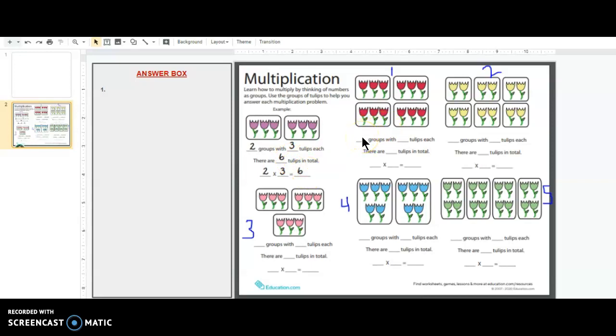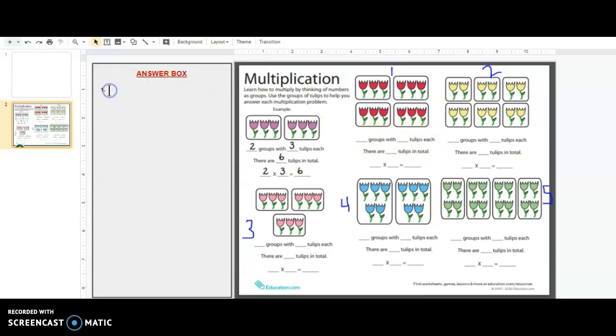So let's do the next one. Let's find out how many groups we have first. How many groups means how many are circled. How many times did we divide it evenly? Well, we have 1 group circled here, 2, 3, 4 groups. So we would write 4 groups with how many tulips in each group? Well, we have 1, 2, 3. 3 tulips in each group.